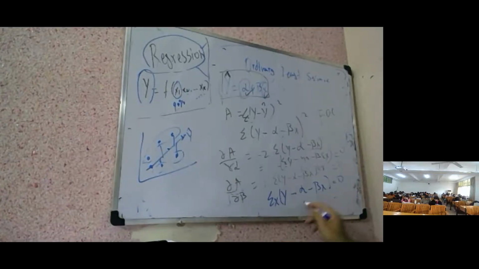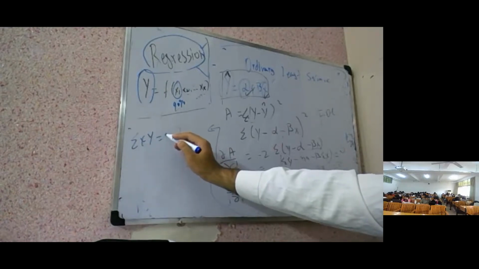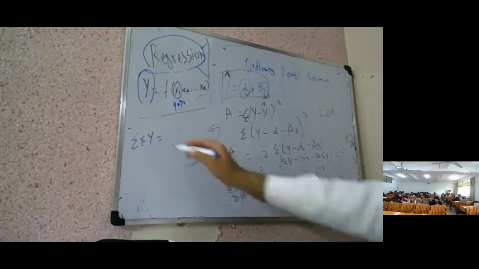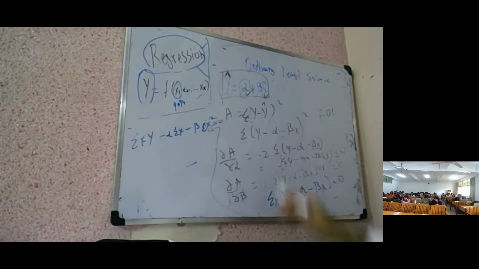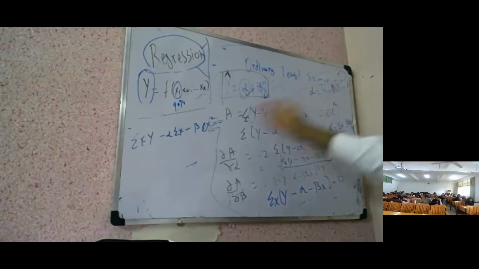And if I solve this one, I can get sum of xy minus alpha sum of x minus beta sum of x square equal to 0. Now put the value of alpha here. We can get alpha from here, right? So if we solve this one, n alpha is on that side, so alpha is sum of y upon n minus beta sum of x upon n, which means alpha is y bar minus beta x bar. That's alpha from this equation. So we put this right here.